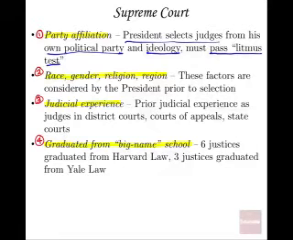So race, gender, religion, and region. Again, these factors are considered by the president prior to selection. The last two Supreme Court justices that Obama put onto the Supreme Court, or the only two, were actually women, one Hispanic woman and one woman. And so those are the only two women that are on the Supreme Court.